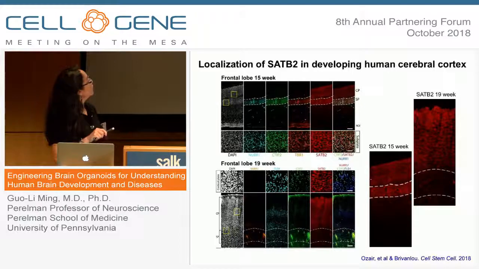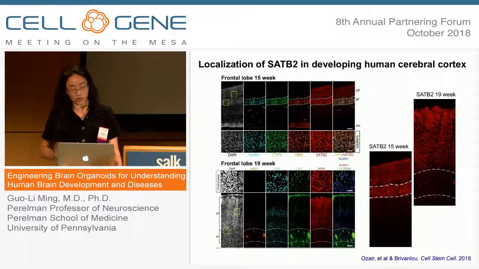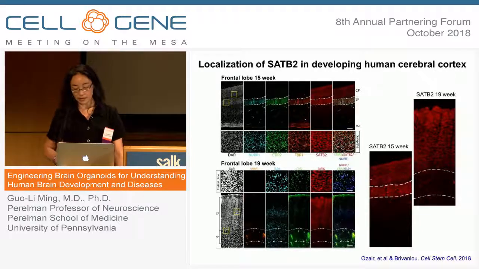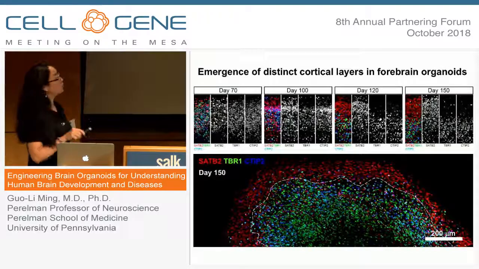However, over development at 19 weeks, you can see actually restriction or inhibition of SETB2 in deep layer cortical neurons, while the superficial layer neurons maintain the expression of SETB2. This marks the separation and maturation of individual cortical layer-specific neurons. So what happens in our organoids if we push them to develop further?